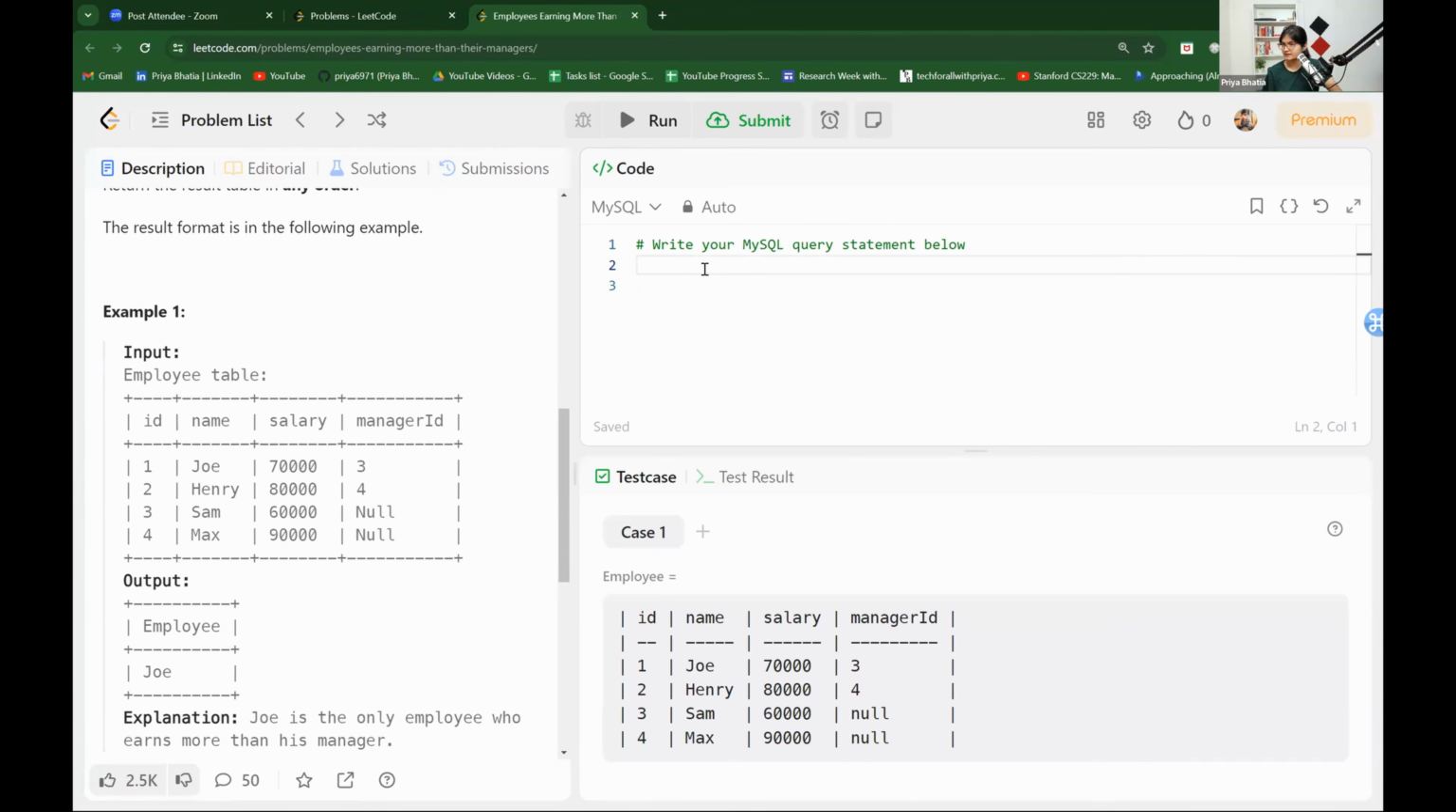Shall I start writing or do you need some more time? Just 2 more minutes. Okay, take your time.